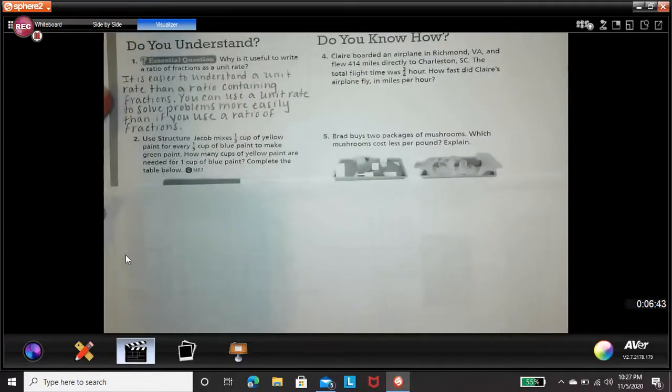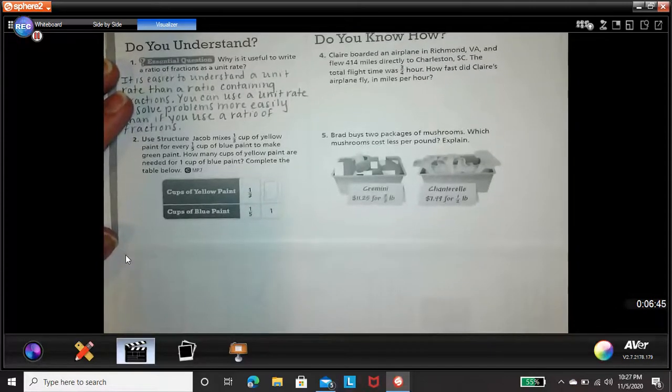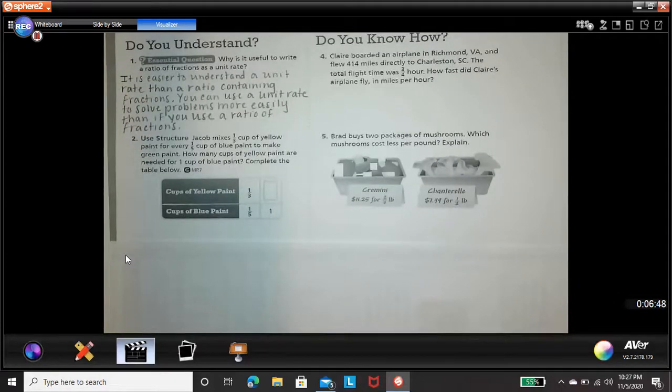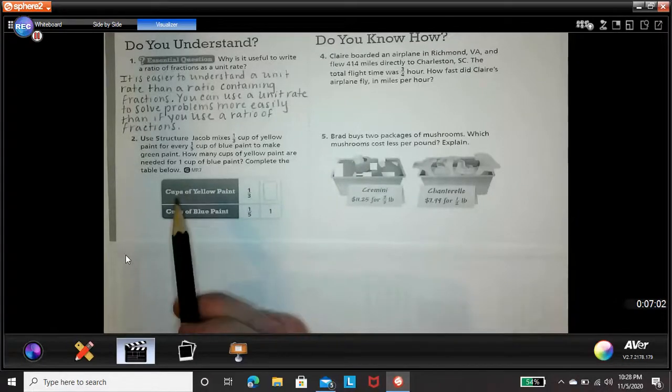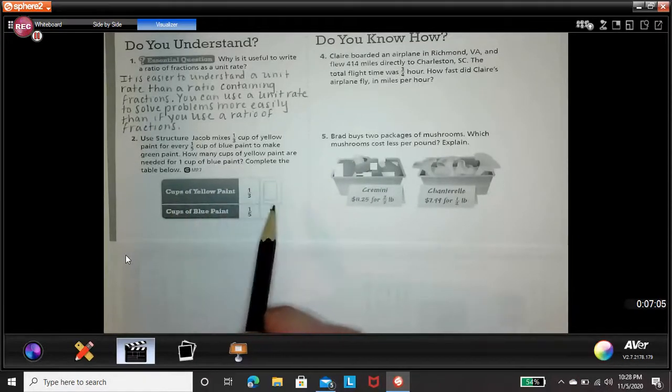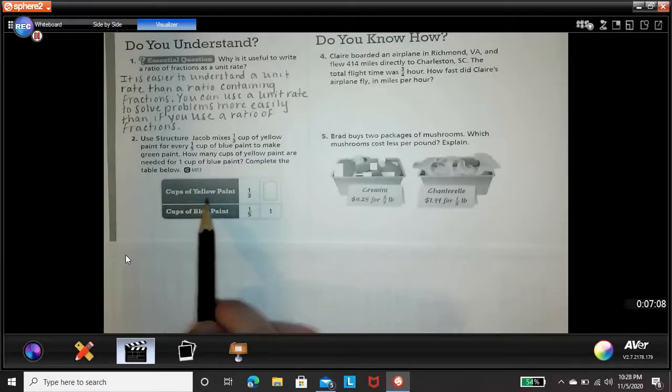All right, number 2, using structure. Jacob mixes 1/3 cup of yellow paint for every 1/5 cup of blue paint to make green paint. How many cups of yellow paint are needed for 1 cup of blue paint? Complete the table below. Using this horizontally oriented table, we're going to fill in what the units of measure are. So we're measuring in cups of yellow paint and cups of blue paint. And in the first column, we fill in the values that were given.